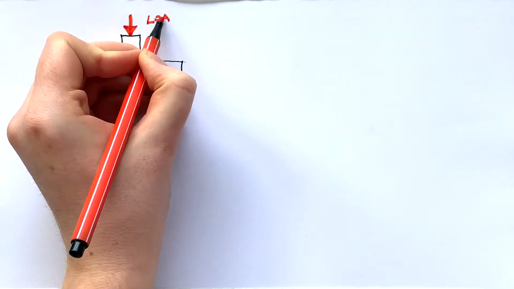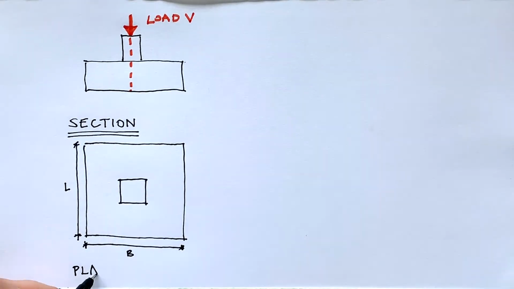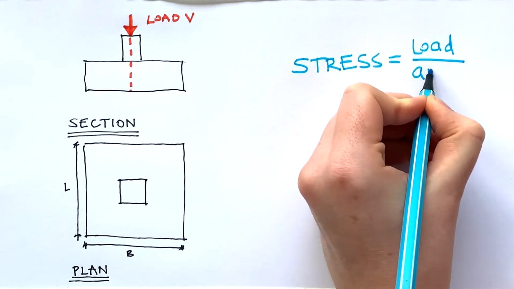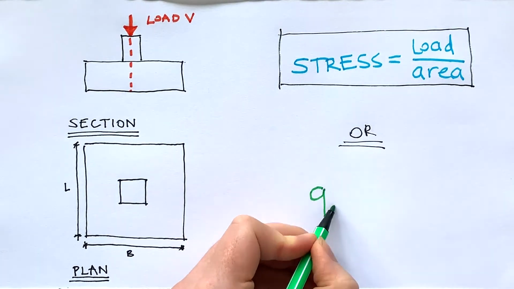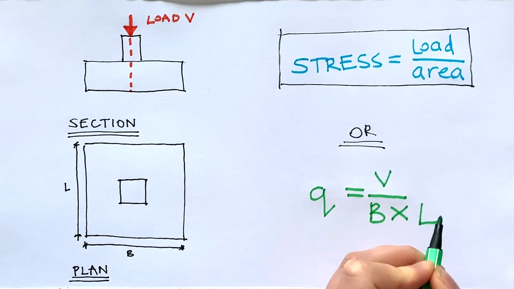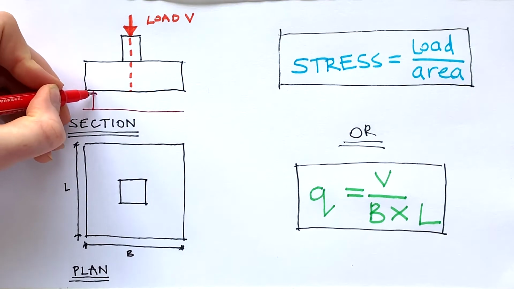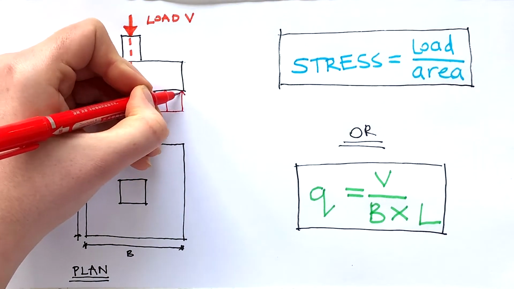Calculating the stress beneath a concentrically loaded foundation is a fairly straightforward task. It's simply stress is equal to load over area, or symbolically q is equal to V divided by B multiplied by L. It is assumed that this gives a uniform stress distribution beneath the foundation as shown.